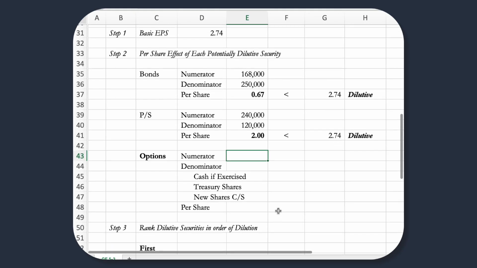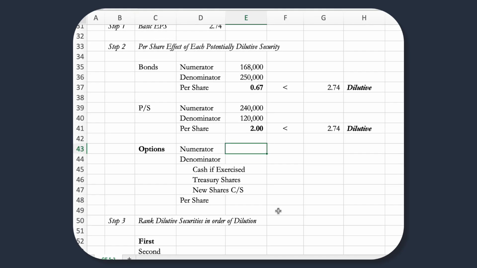Next up is our options. The numerator effect of stock options is always going to be 0. There's no interest expense and there's no effect on net income if options are exercised. When options are exercised, we simply receive some cash from whoever had those options. They exercise their option, they pay cash in exchange for a common share. So the numerator effect is 0, but there is a denominator effect, and it's going to be twofold.